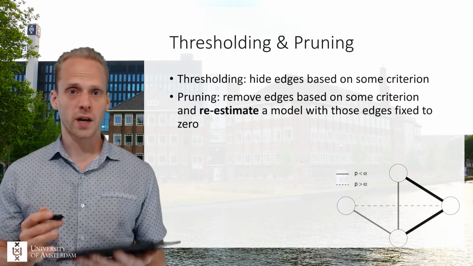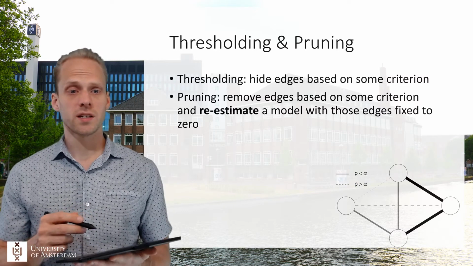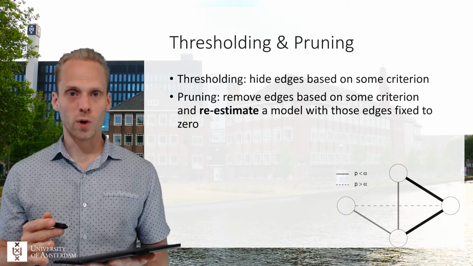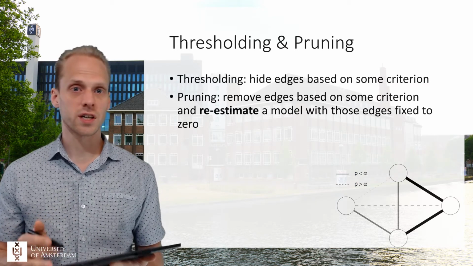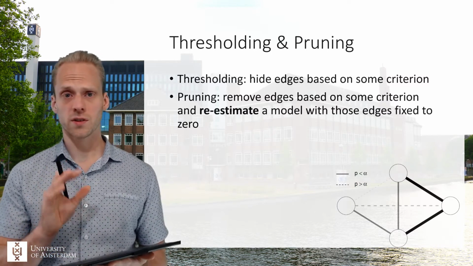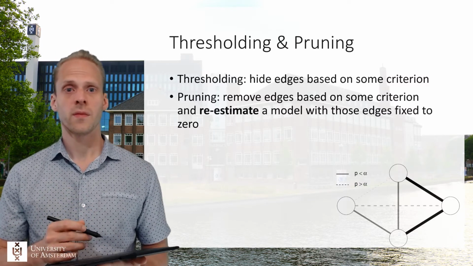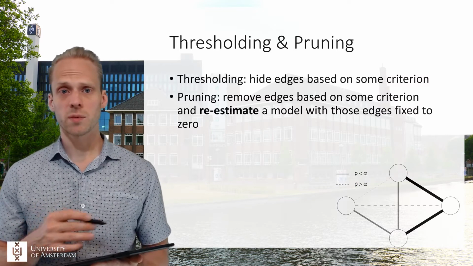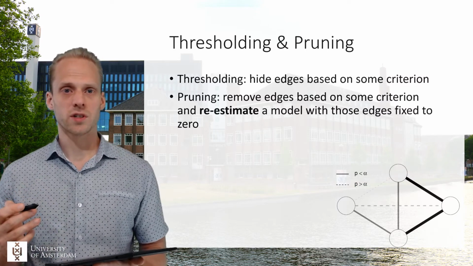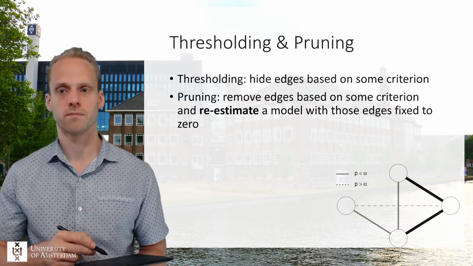In pruning, we actually remove the edges, so we fix them to 0, and then we re-estimate a model where those edges are fixed to 0. And that we can do. You can estimate a model, for example, using the glasso package without regularization. I'll talk a bit more about it later. Or using the psychonetrics package, you can fit a fixed structure of a network with other edge weights set to 0. So this is the same as thresholding, except that it takes one step further in also re-estimating the model, so that your parameter estimates are also based on the fact that other parameters are set to 0. And that's something you don't do in thresholding.